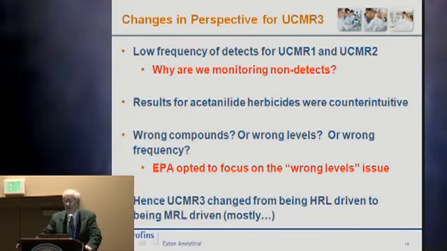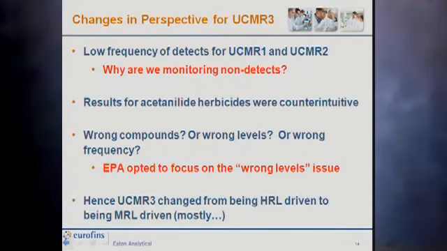So all of this led to a lot of soul searching within EPA and changes in perspective for UCMR3. For UCMR1 and UCMR2, the question was asked, well, if we're seeing so many non-detects, why are we bothering to do this? Are we looking for the wrong compounds? We've been mandated to do 25 or up to 30 each 5-year period, or is it just that, gee, if we look lower, maybe we'll see them? The other thing was those results for the acid analyte herbicides were not what anybody was expecting.